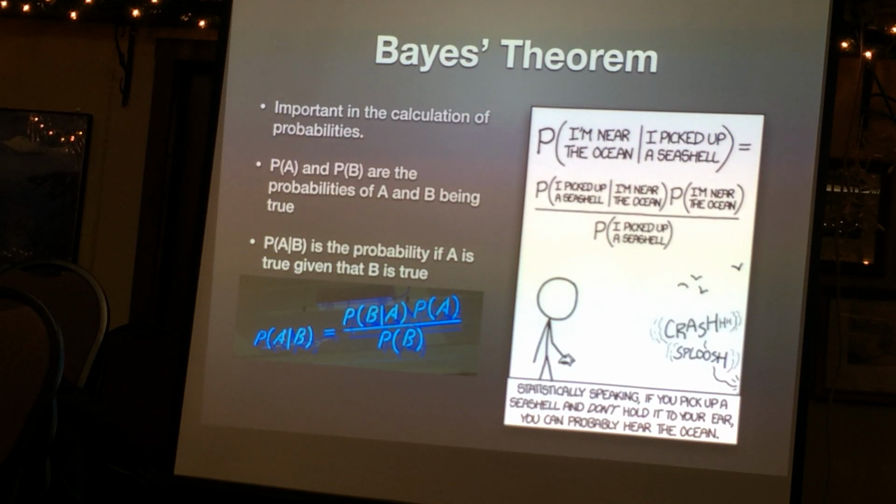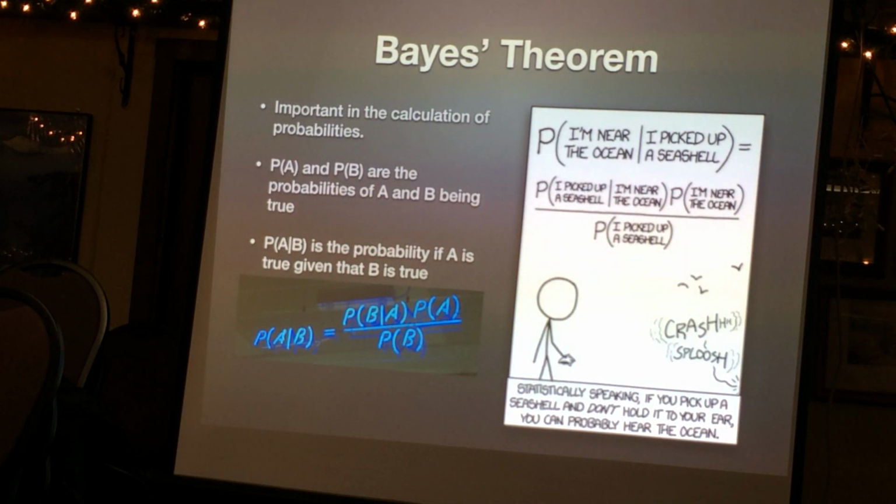So there's Bayesian inference, there's naive Bayesian classification, there's all kinds of different things that are built off of just this one theorem. I love that little cartoon too. Statistically speaking, if you pick up a seashell and don't hold it to your ear, you can probably still hear the ocean because you're next to the ocean.